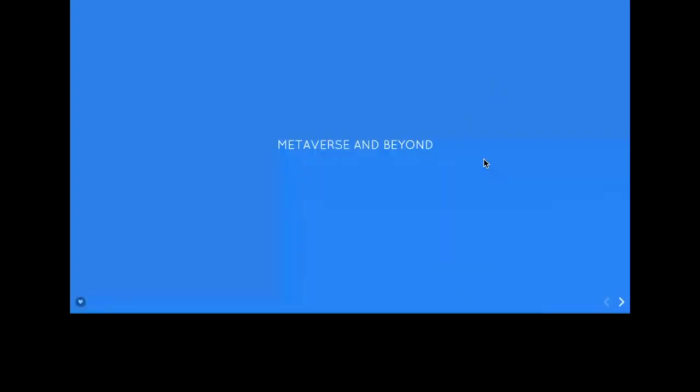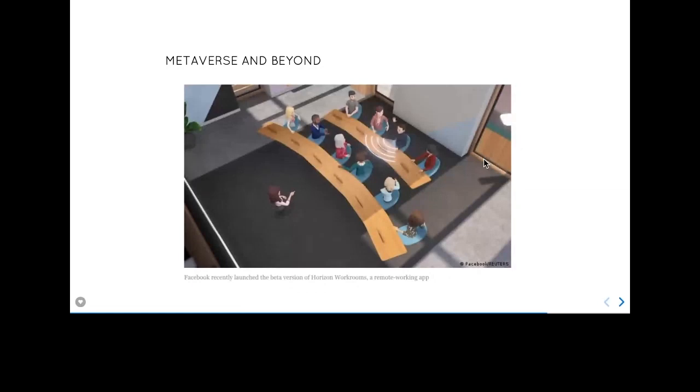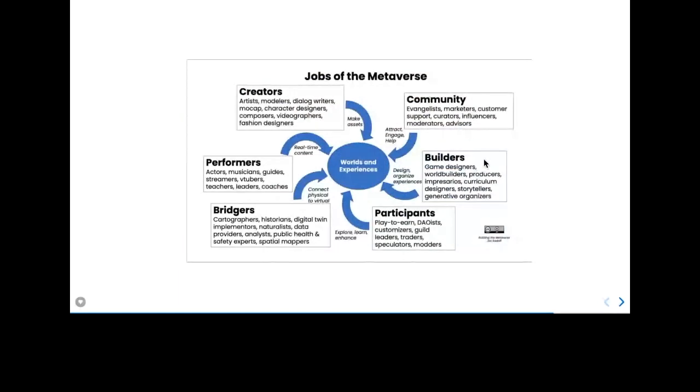So the entire world that we are coming up in the future is amazing, because as you have known, people are living in a virtual world. People will be in the virtual world owning digital assets. So the entire community is trying to prepare for this. If you look into the jobs in the metaverse and the technological giants, everyone has a say in it: creators, community builders, participants, performers, bridgers, all can be part of this experience in the virtual world.